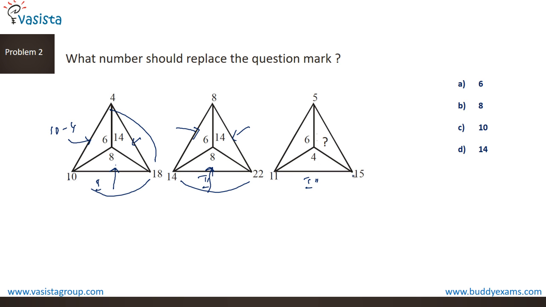See, similarly 15 minus 11 is 4, yes. 11 minus 5 is 6, yes. Then this should be 15 minus 5, that is going to be 10. The answer here is C.